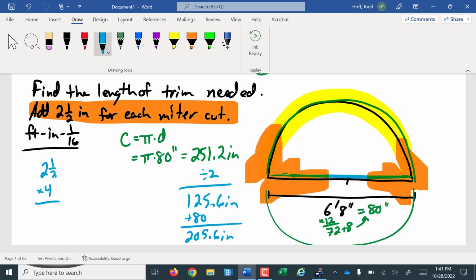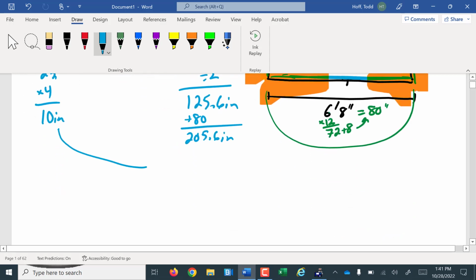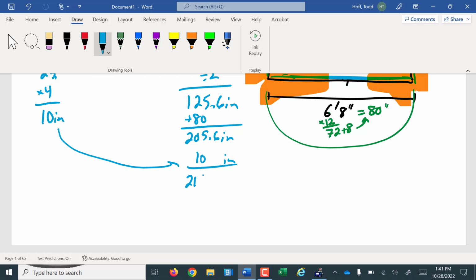Careful. 10. There you go. So we have to add 10 inches to that. So we add 10 inches to that, we get 215.6 inches. Good. Now I want that in feet, inches, and sixteenths.